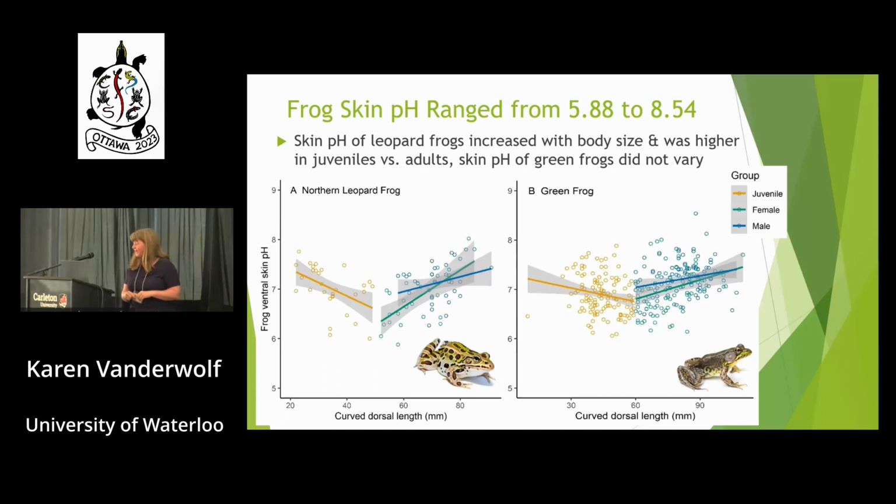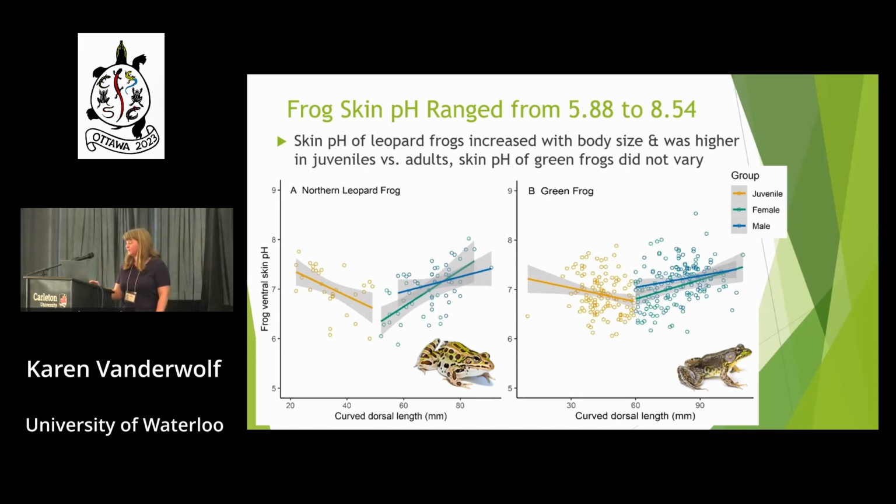On the y-axis there, you have frog skin pH, and on the x-axis, the curved dorsal length, a proxy for the size of the frogs. You see the different patterns there, which is probably partly related to the season that we're actually catching, like juveniles versus adults, and those sorts of things.